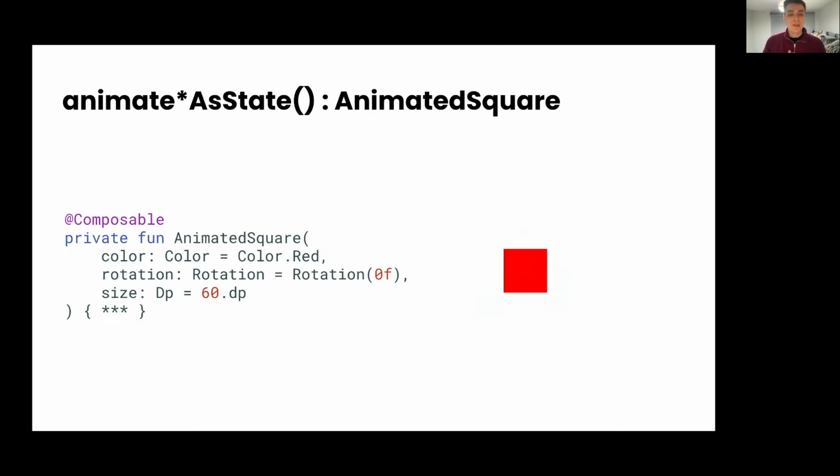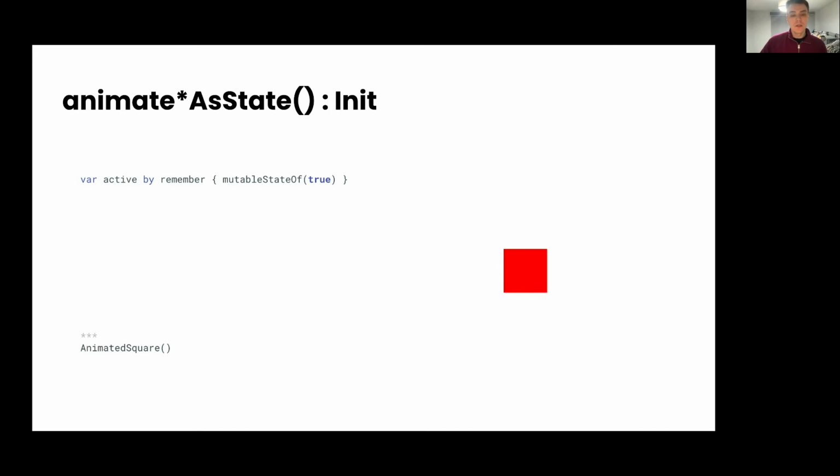Initially, it's just a red square, just like a regular composable function. It doesn't know anything about the animation, and its job is just to draw the color, size, and rotation of the square. And we will animate it from the outside. We can have only two states, active or inactive, so we use a mutable state where we will store this value. Since we haven't added any animation yet, we will display a red square without any animation, with just our default values.